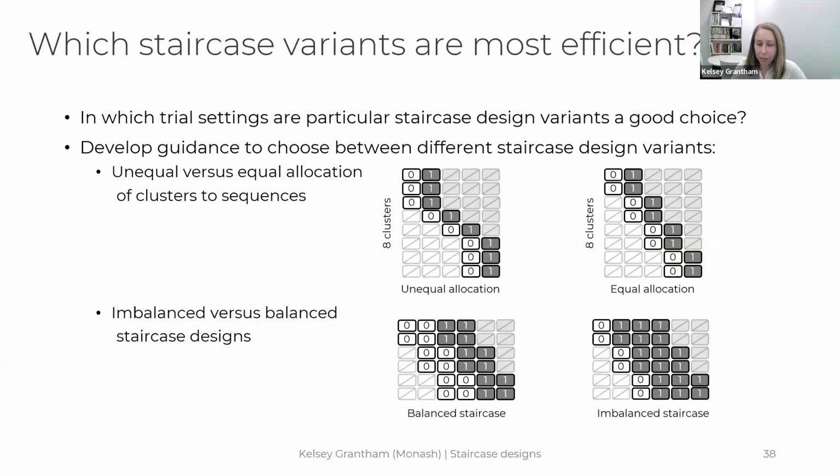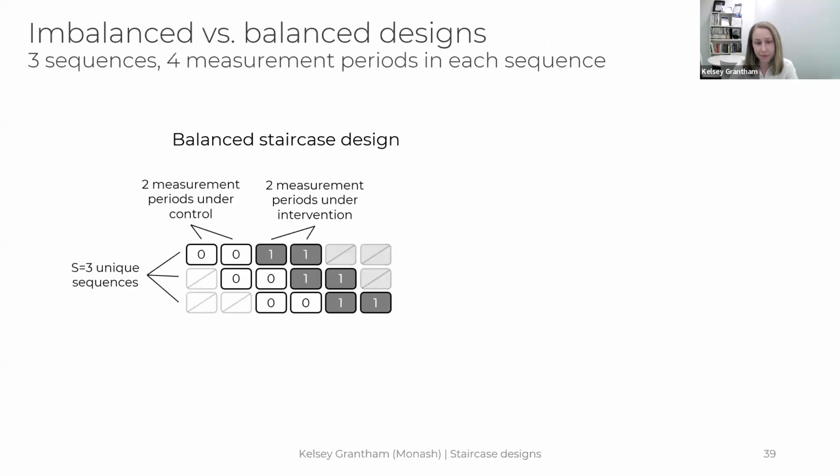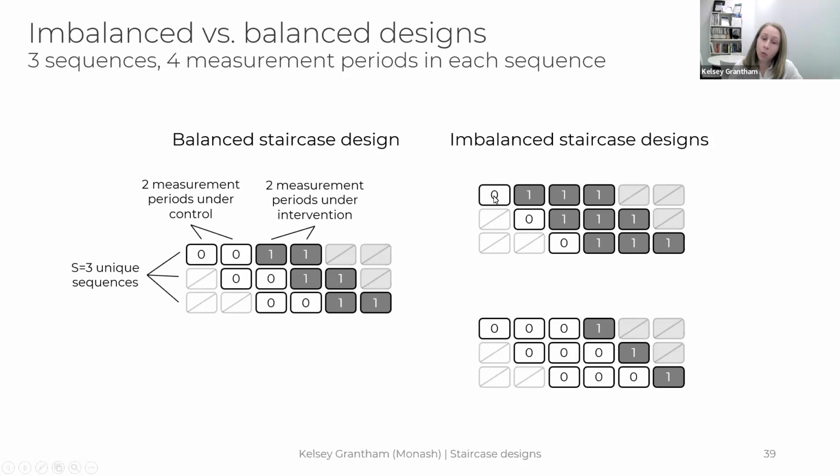And so finally, we'll look at when balanced or imbalanced staircase designs would be preferred on grounds of efficiency. And we'll see that these results also depend a lot on that psi parameter. So here we have a 3-sequence staircase design with 4 measurement periods in each sequence. And this is a balanced design with equal numbers of control and intervention cells in each sequence. But we could potentially have an imbalanced design with either 1 control cell followed by 3 intervention cells, or 3 controls followed by 1 intervention.